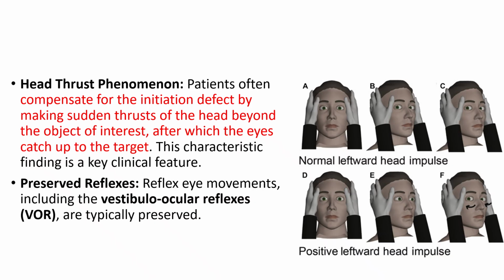We should observe for the head thrust phenomenon. Here, patients often compensate for the initiation defect by making a sudden thrust of the head beyond the object of interest, after which the eyes catch up to the target. This characteristic finding is a key clinical feature of this condition. Preserved reflexes: reflex eye movements like vestibulo-ocular reflexes are typically preserved in oculomotor apraxia.